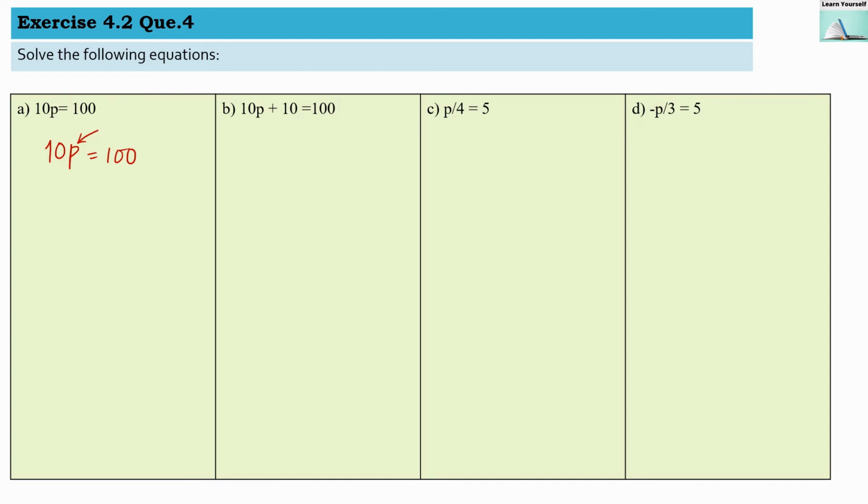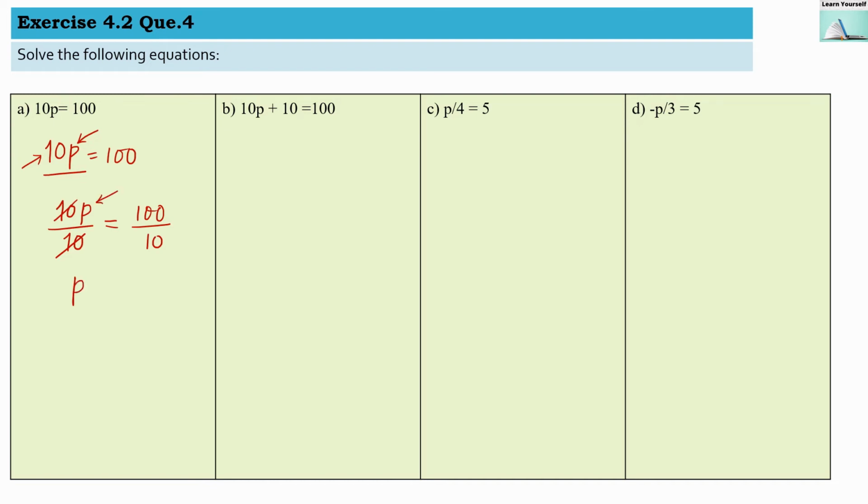If we want to separate this variable, we have to remove this 10. How to remove this 10? It is in multiplication, so we have to divide by 10. So we are dividing by 10 on both sides. Whatever operation we perform on the RHS, we have to perform on the LHS also. As I am dividing the RHS by 10, I have to divide the LHS by 10 as well. So this 10 and this 10 will get cancelled out. My p has been separated over here.